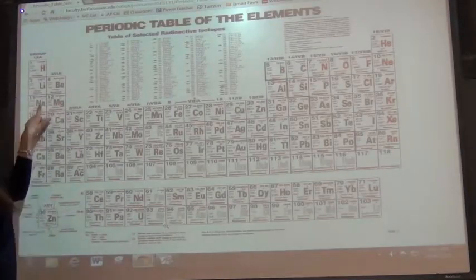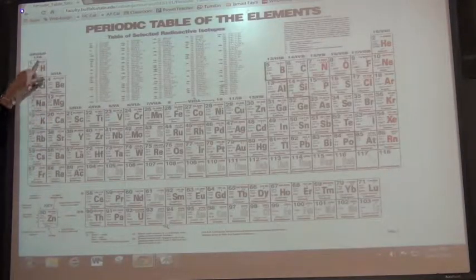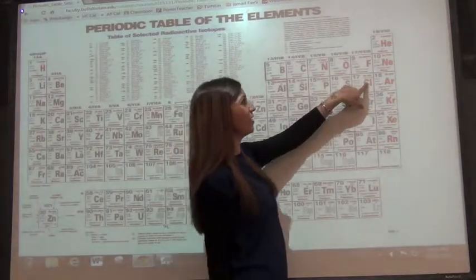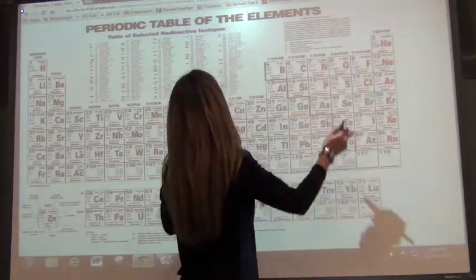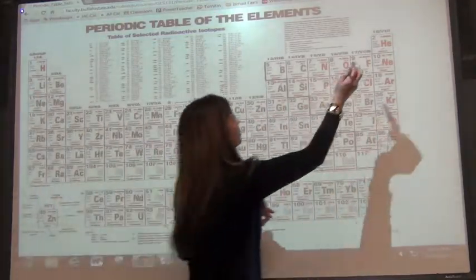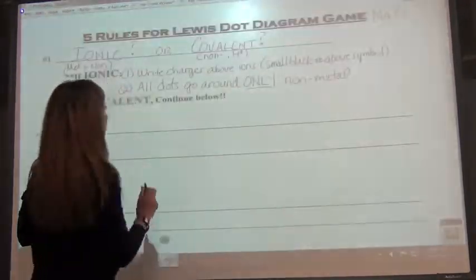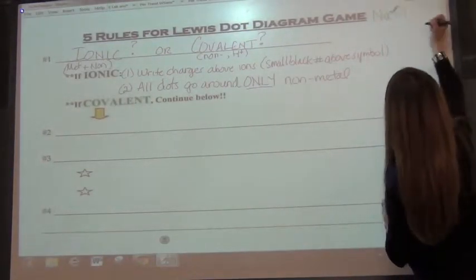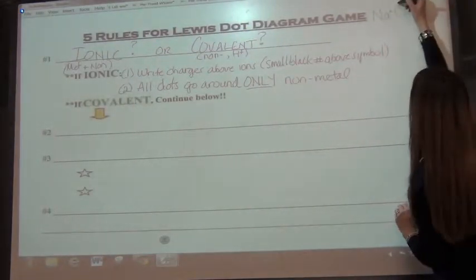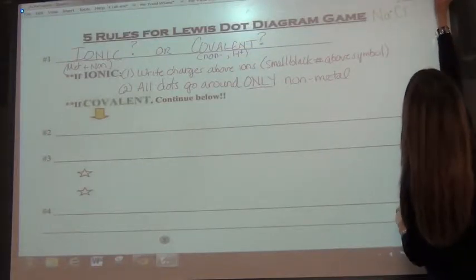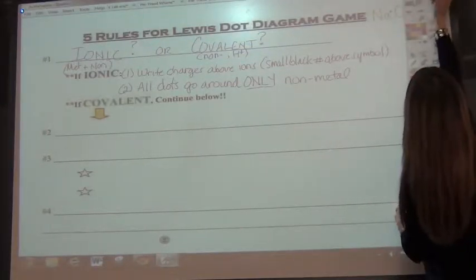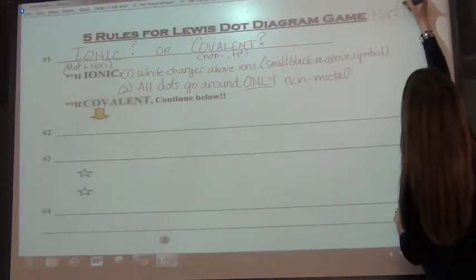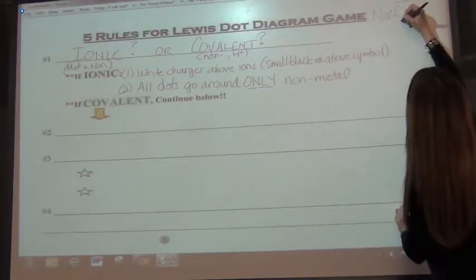So let's look at Na first. How many valence electrons does sodium have? 1. And how many valence electrons does chlorine have? 7. Perfect. So we're going to do Na with 1 valence electron, and Cl is going to have 7: 1, 2, 3, 4, 5, 6, and then 7.